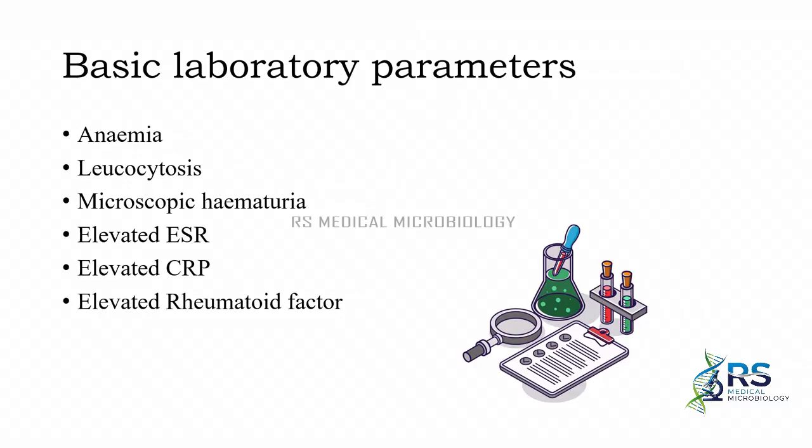So what are the basic things you are going to see in your routine screening? You can look for anemia, leukocytosis, microscopic hematuria, elevated biomarkers like CRP, elevated rheumatoid factor and ESR.